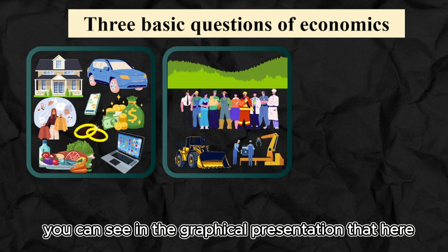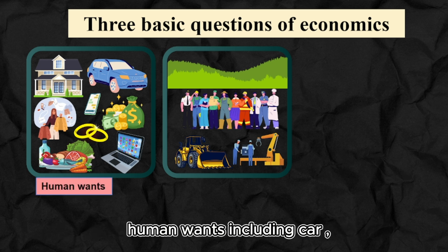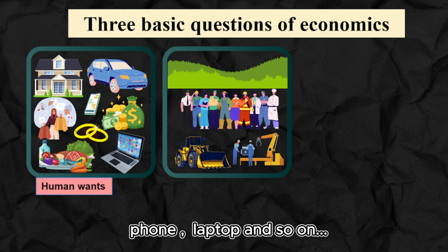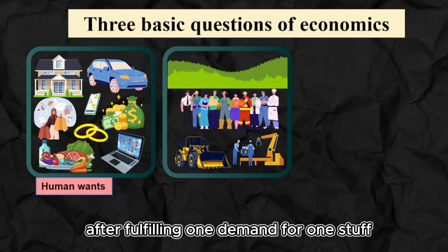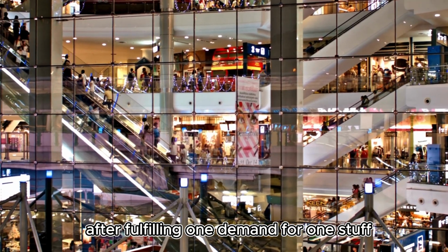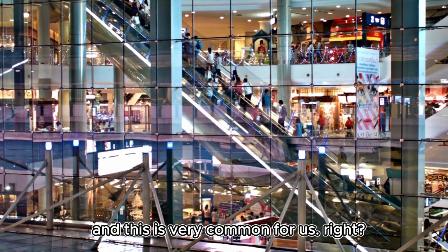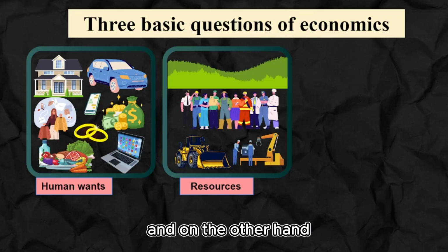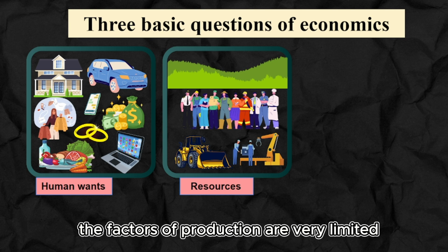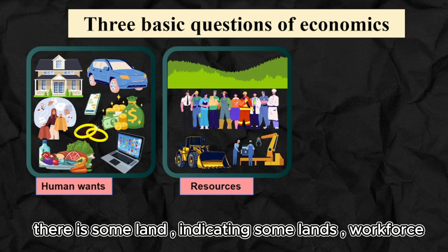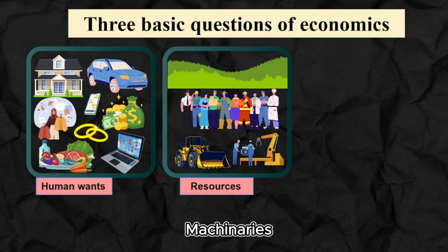First, you can see in the graphical presentation that here are some human wants, right? Human wants including car, house, jewelry, phone, laptop, and so on. After fulfilling one demand for one stuff, we demand another one. And this is very common for us, right? And on the other hand, the factors of production are very limited. You can see in the graphical presentation there is some land, workforce, machineries, right?